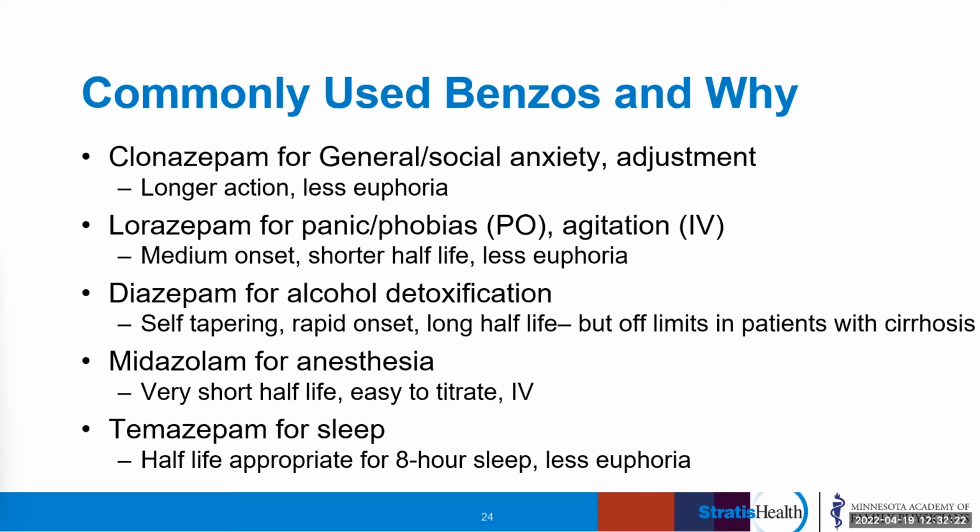Lorazepam, we talked about panic attacks and stuff. It's got medium onset and a shorter half-life. You don't get so much euphoria if it's not that quick, Xanax kind of thing or Valium kind of thing, right? And diazepam is one that's been used historically for people with withdrawal symptoms from alcohol. But just remember, if they have cirrhosis, that's a little bit of a problem because of the metabolites. Again, we talked about Versed, and then temazepam, which is actually a metabolite of things like diazepam, is used for sleep. It has a very long half-life, keeps people asleep, very little euphoria, and is harder to misuse.